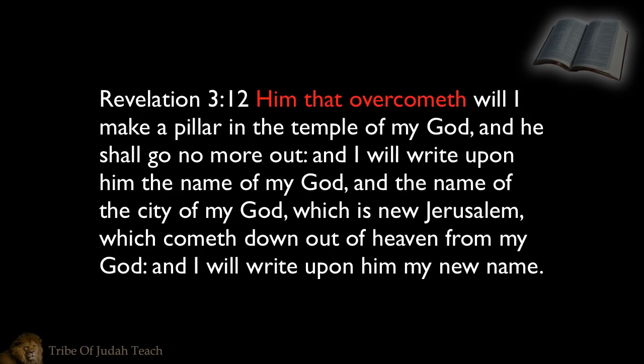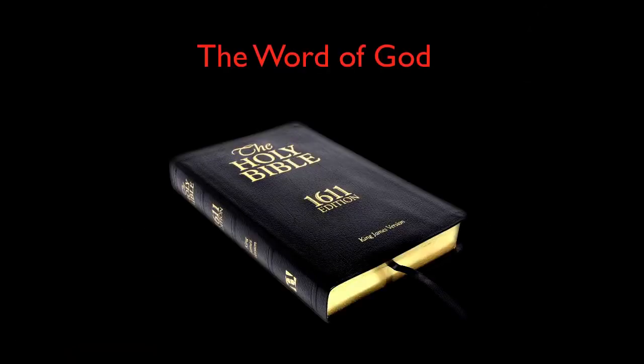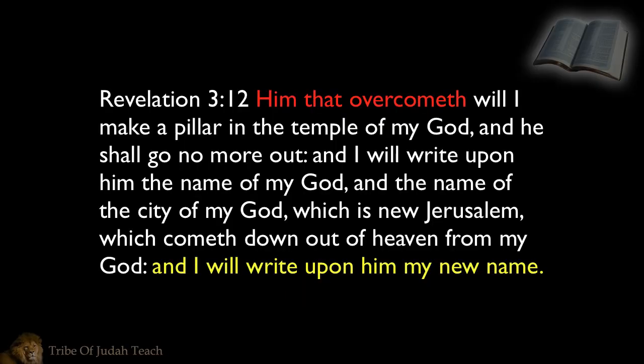Now, keep in mind, this is after we overcome the wicked world. What is Yahweh Shai going to do? It says, "And I will write upon him my new name." What is this talking about? What is this new name that he's going to write upon us? Remember, one of his titles from Revelation 19:13 is the Word of God. Revelation 3:12 says that when we overcome this world, he's going to write upon us his new name. What is this new name, and how is he going to write it upon us?